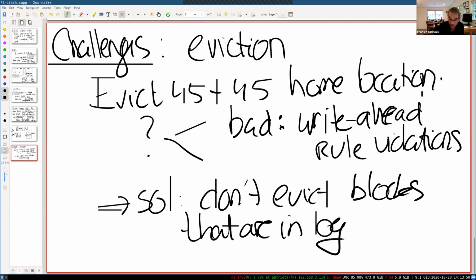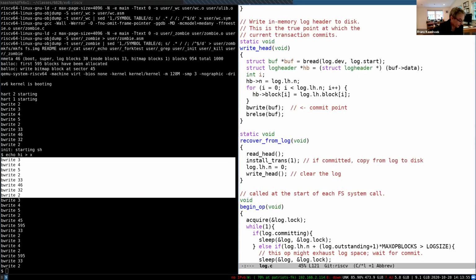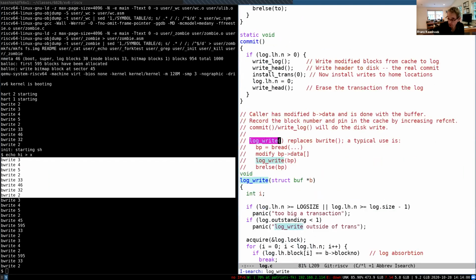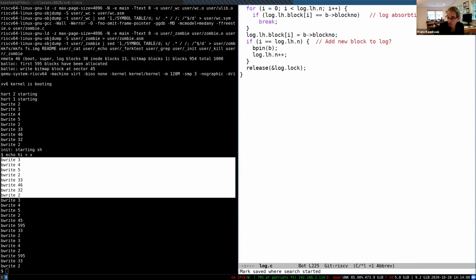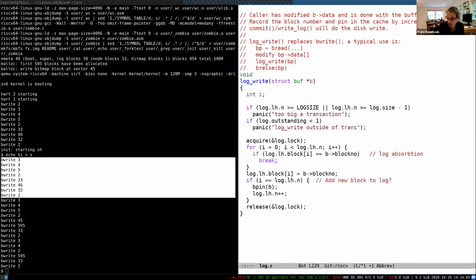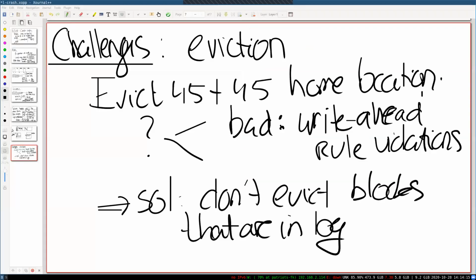And this is exactly what you were showing a little bit earlier and said I didn't want to talk about. So if you go to log write, again, just to see for a second, here's log write again. And here we see this call to bpin. And what do you think bpin does? The name sort of indicates it. It pins the block in the cache. Yeah. And how does it do it?